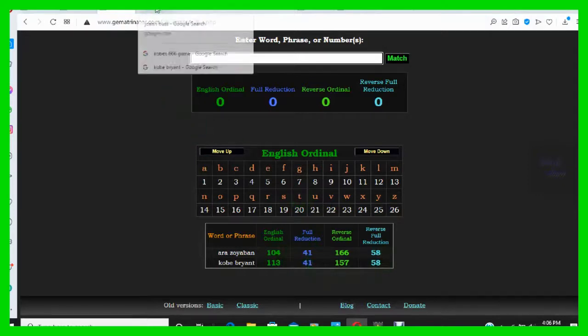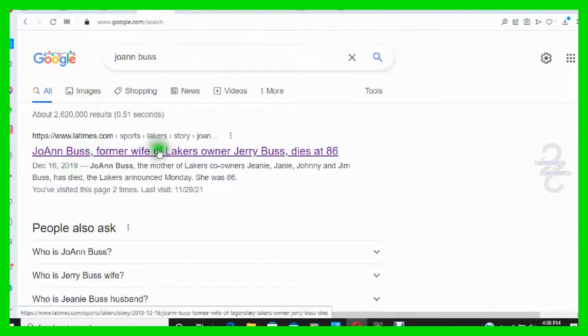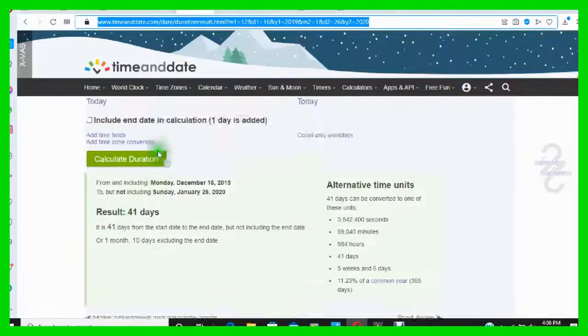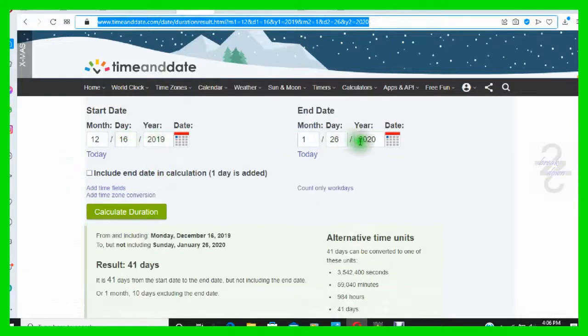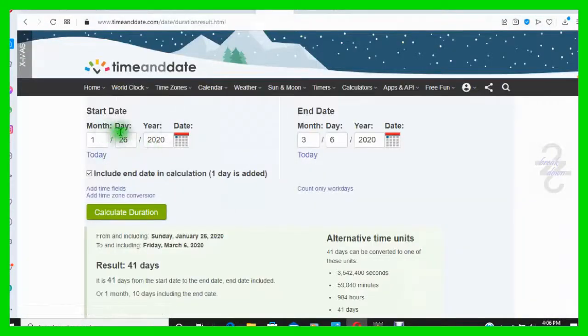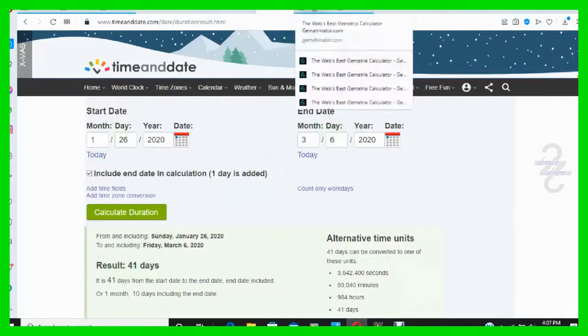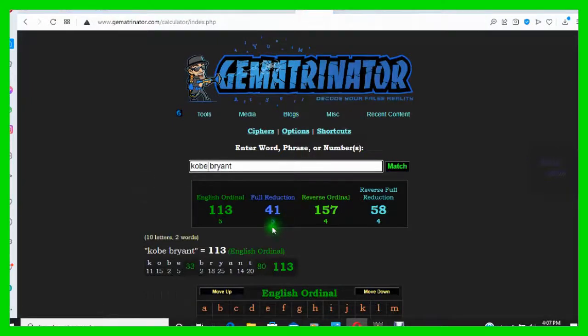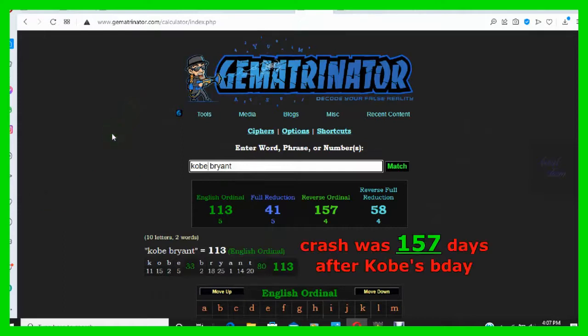Okay? Let me show you Joanne, the owner of the Lakers' wife. December the 16th. Between that and the date of Kobe's crash, 41 days. His running mate, Shaquille O'Neal's birthday is March the 6th. The distance between Kobe's crash and March the 6th is 41 days. As you can see, we already having issues. But let's go into the fact that after Kobe's crash, 41 weeks later, LeBron James and the Lakers won the 17th championship. Kobe retired 41 years after his father was drafted into the NBA.